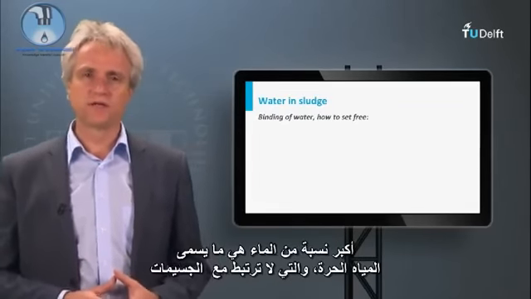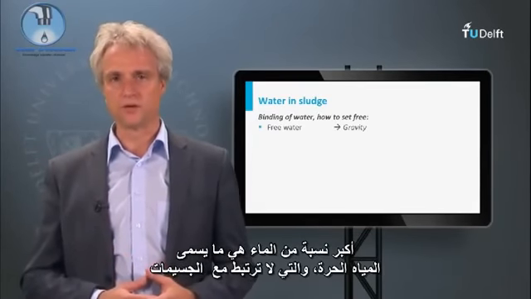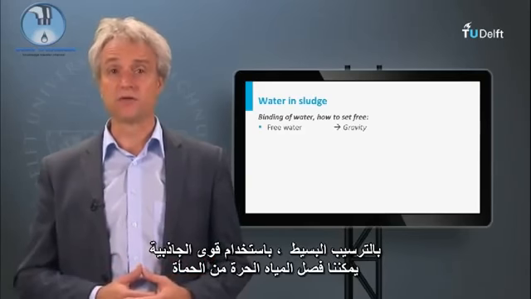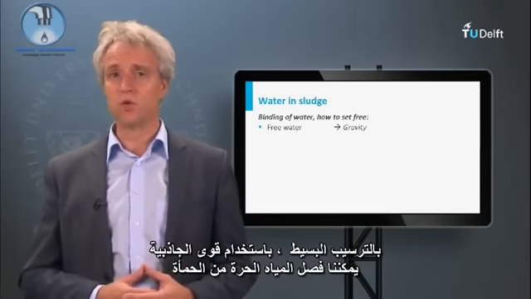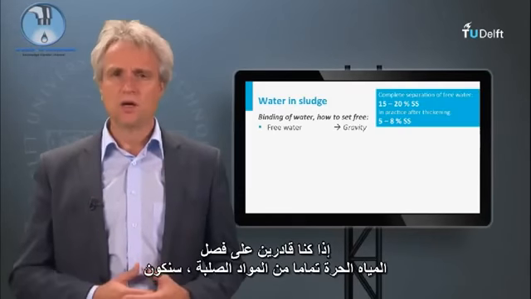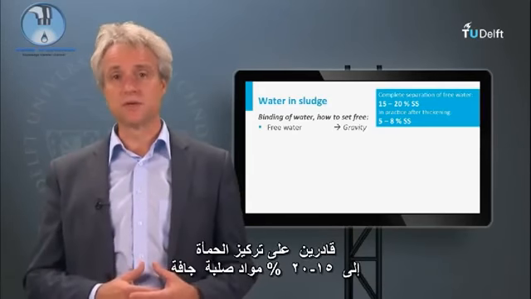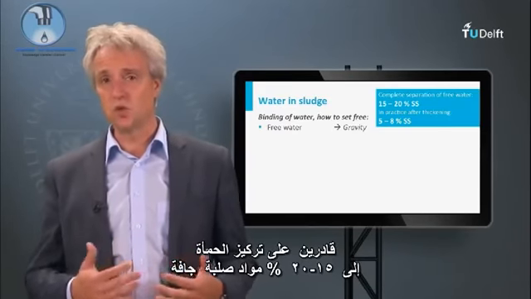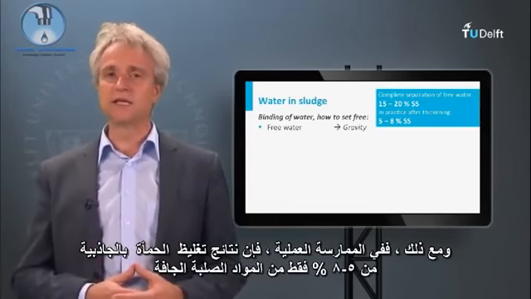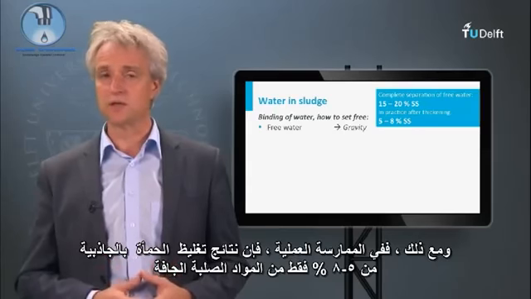The largest water fraction is the so-called free water, which is not bound to the particles. By simply settling, making use of gravity forces, we can separate the free water from the sludge. If we would be able to completely separate the free water from the solids, we would be able to concentrate the sludge to 15 to 20% dry solids. However, in practice, gravity thickening results in sludge streams of only 5 to 8% of dry solids.